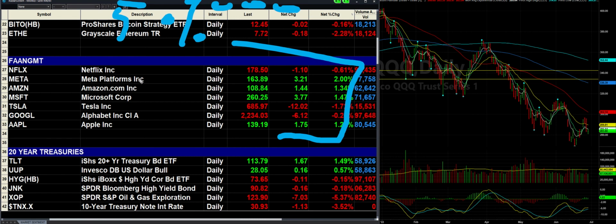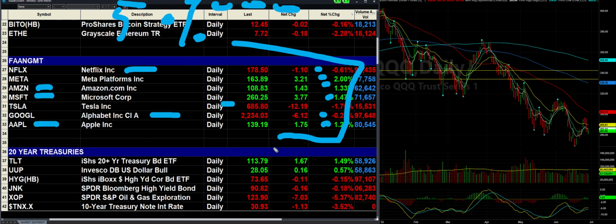Those are the big companies. They make up the majority of the Qs, okay? And as you can see right now, they are trying to hold up today. They closed up 1% and 2%, most of them. Tesla was down 1%, but Google was barely down, only down 0.2%. Netflix was only down 0.6%. But Facebook, Meta, Amazon, Microsoft, Apple, all closed up over 1% and 2%.